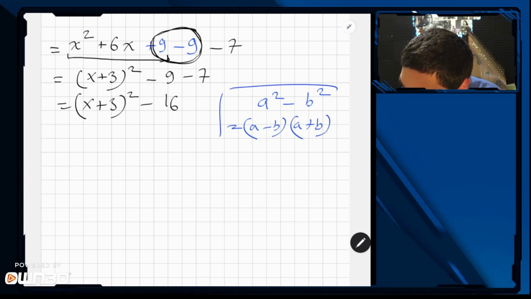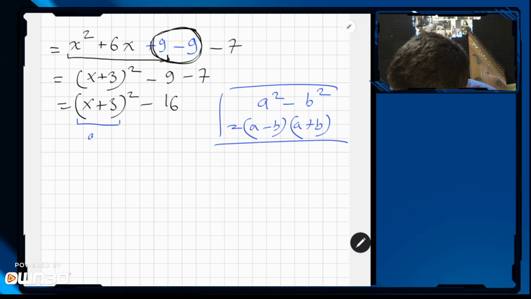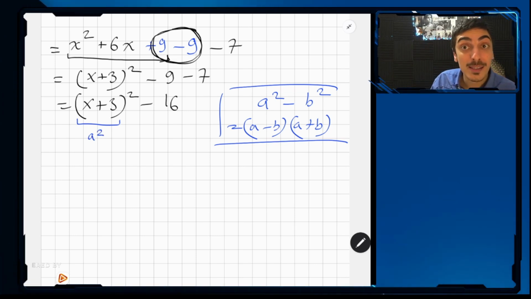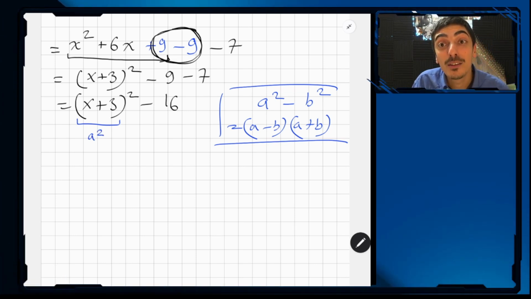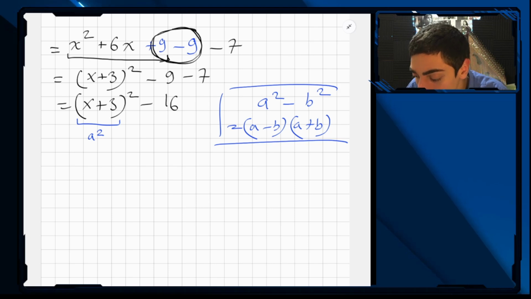That's the second remarkable identity that we use. And so look at this. Does it look like an a squared? Sure it does. It's x plus 3, the whole thing squared. It's a number, x plus 3. X is just anything, any number. Plus 3 is just any number. Squared is just still a number. So it is an a squared.